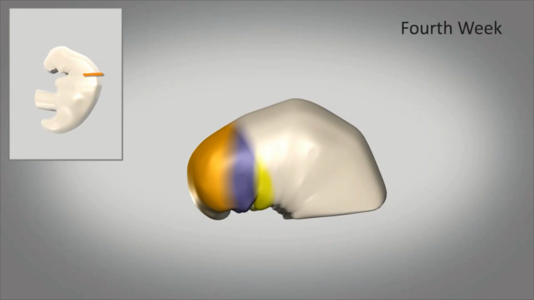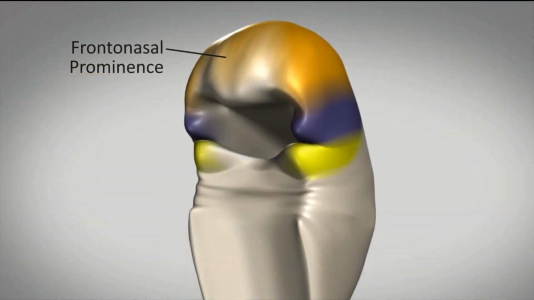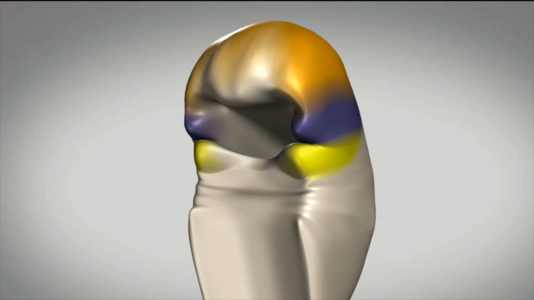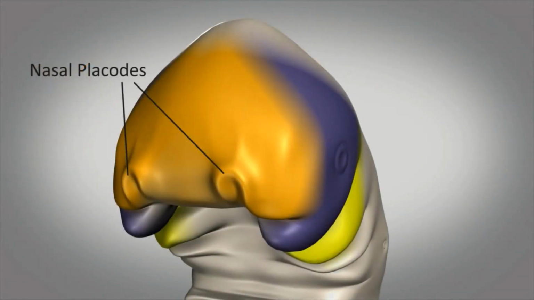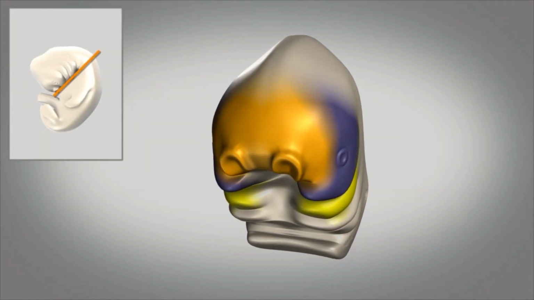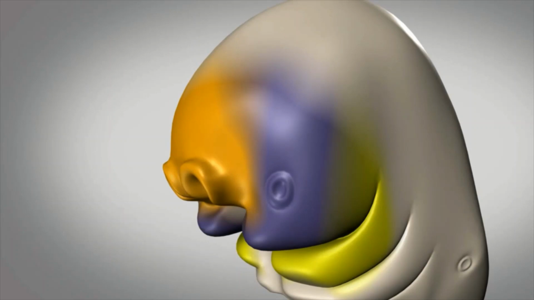By the 4th week of development, the embryo is characterized by 5 facial swellings, the frontonasal prominence, and the paired maxillary and mandibular prominences. These structures are formed in part from the migration and proliferation of the CNCCs from different regions of the neural tube. In a 5-week-old embryo, the nasal placodes, which will go on to become the olfactory system, and the optic placodes, which will become the lenses of the eyes, will form. In addition, the maxillary and mandibular prominences enlarge and grow forward and towards the middle, eventually giving rise to the upper and lower jaws, respectively.